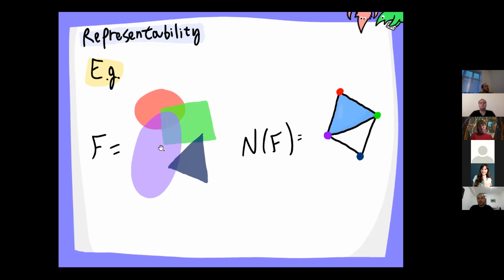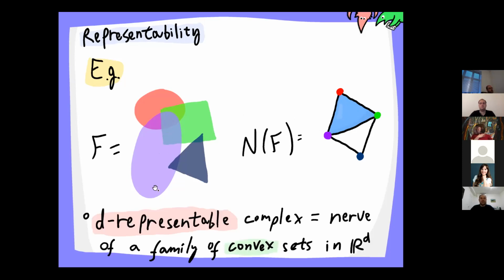So we have a vertex for each set, and we have a simplex whenever we have an intersection. So here we have a purple, red, green triangle corresponding to the fact that these 3 sets have a point in common. And a complex K is called d-representable if it is the nerve of some family of convex sets in Rd. So, for example, this complex here is 2-representable.